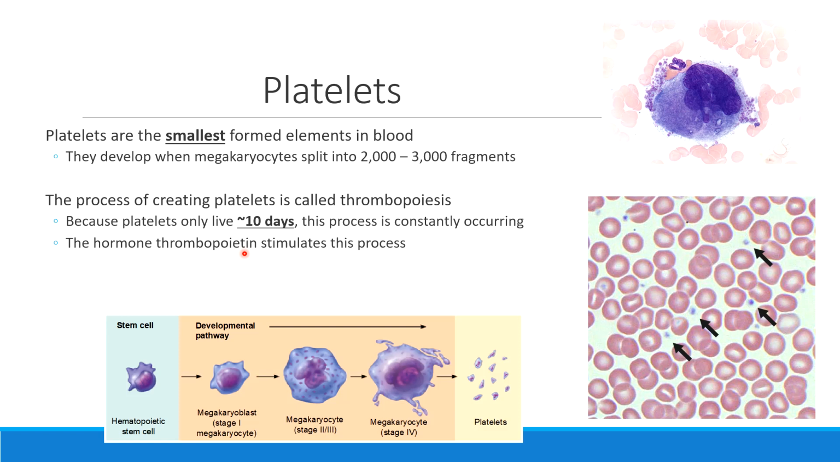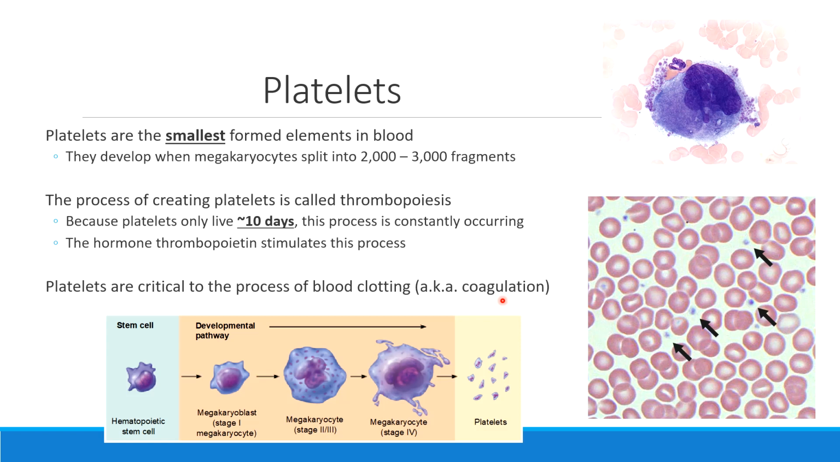So here's a wink wink, nudge nudge. Anytime you see this beginning part, thrombo, it always means platelets. Thrombopoiesis, thrombopoietin, we're talking about those platelets or we're talking about blood clotting. So platelets are critical to a process called coagulation, making that blood clot.